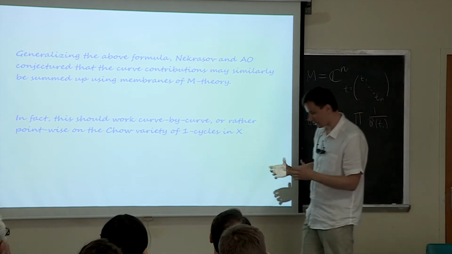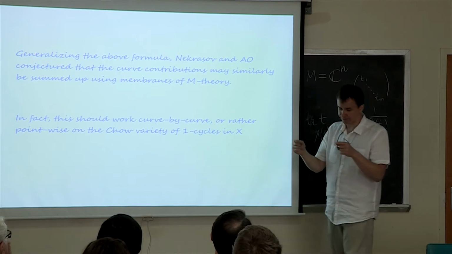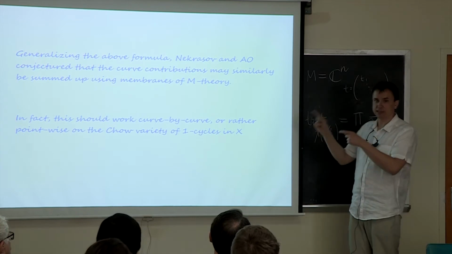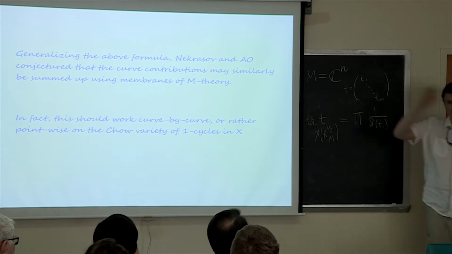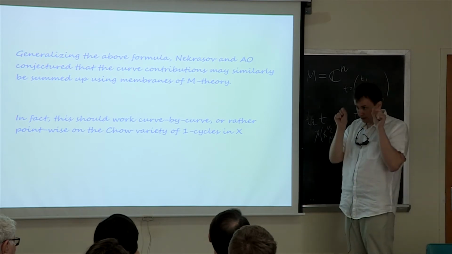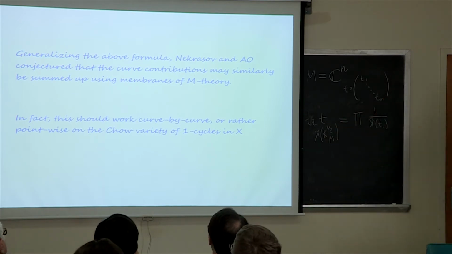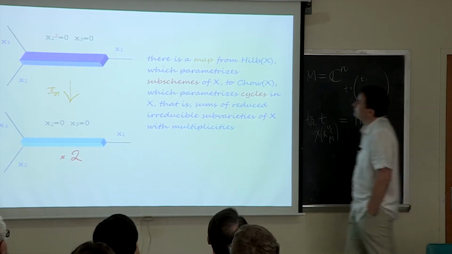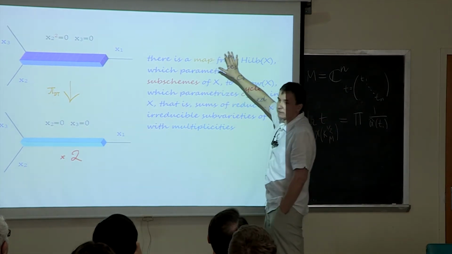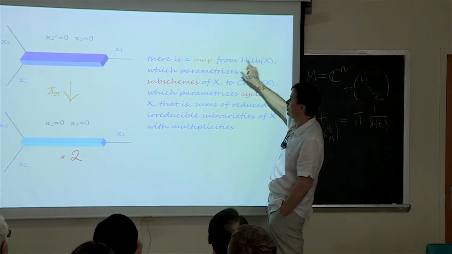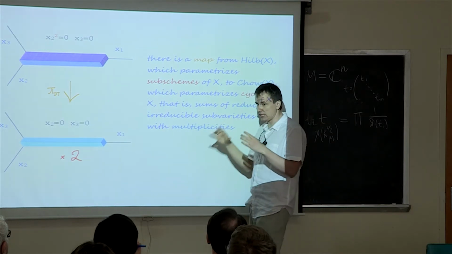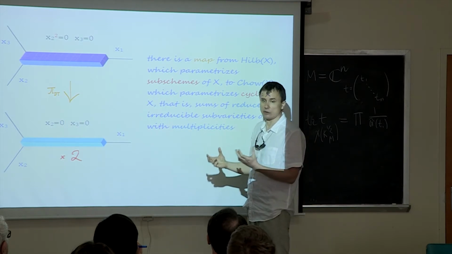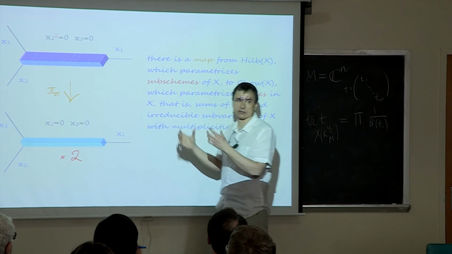And in fact, what's remarkable is that this seems to work curve by curve. It's not like some big sum equals some other sum. I'll explain what this means. We were talking previously about Hilbert schemes of curves in 3-folds, and we'll be talking about them again today. These are parameter spaces that parameterize subschemes, or parameterize ideals in the ring of functions on your 3-fold.